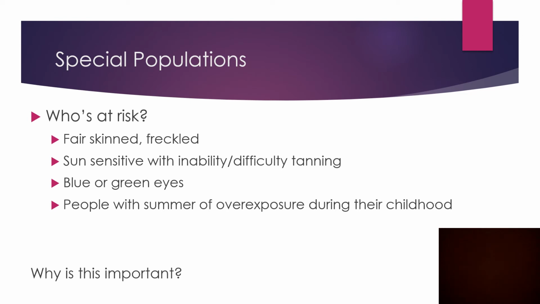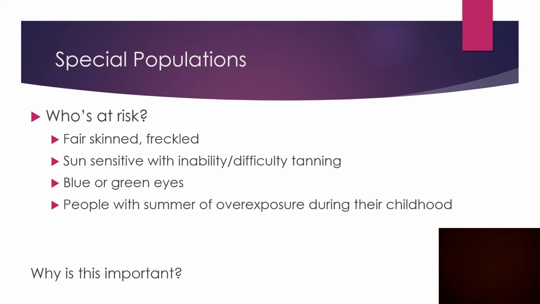Special populations who are at risk include people with fair skin, freckles, sun sensitivity, and difficulty or inability to tan. It's also more common in people with blue or green eyes and blonde or red hair. There's also research now correlating melanomas and the elder population who were overexposed to strong sunlight for at least one summer in their youth. So why is all of this information important?